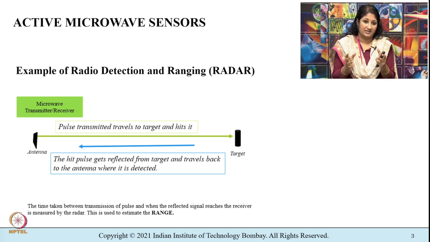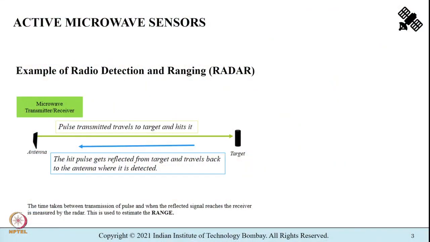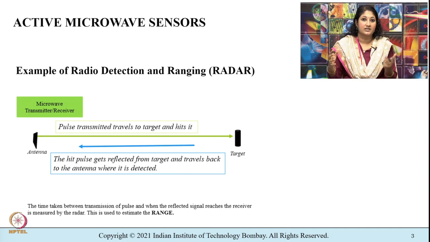These examples are discussed for you to understand that in active remote sensing, there is always a transmitter and a receiver, and the time taken between transmission of the pulse and when the reflected signal reaches the receiver is measured by a radar, which is used to estimate the range, that is the distance. For example, in the case of Doppler weather radars, the moving targets can be aircraft, a swarm of insects, or clouds.